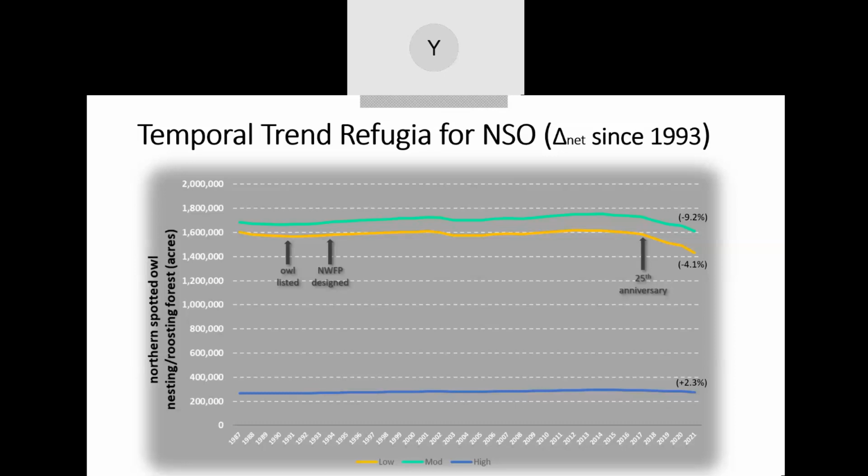This is the NSO, the northern spotted owl. This shows, in northern spotted owl nesting and roosting habitat, the trend over time for predicted refugia. What's the temporal dynamic? You can see the high probability is stable with a slight increase over time, while the other two categories are also stable.